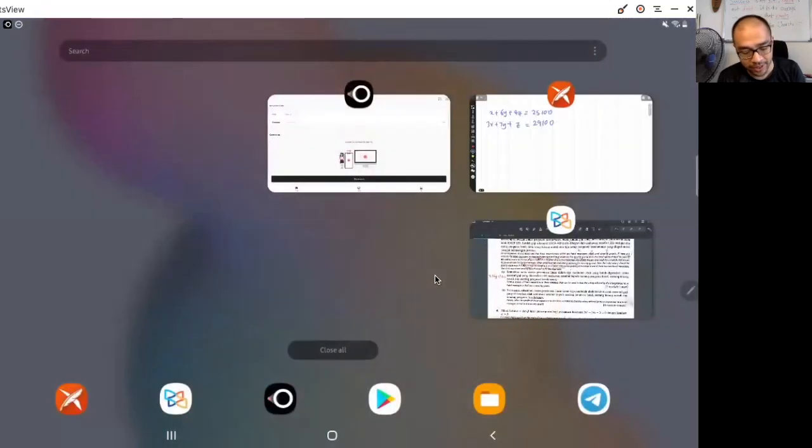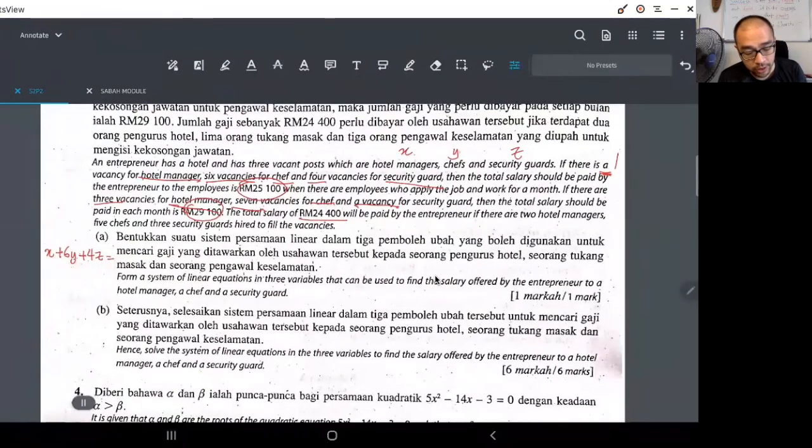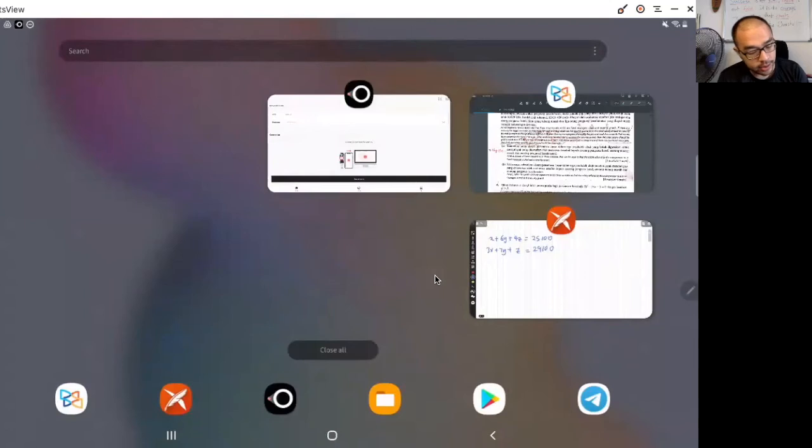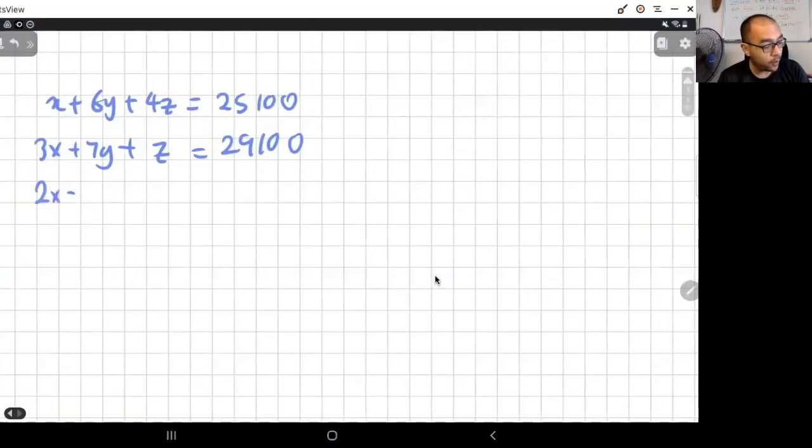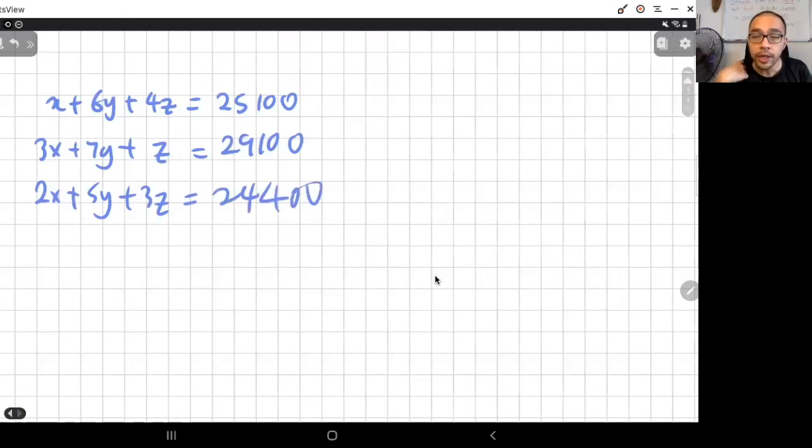Okay, the last one. 24,400 will be 2 hotel managers, 5 chefs, and 3 security guards: 2X plus 5Y plus 3Z equals 24,400. Now among all the simultaneous equations questions, this is usually the easiest, depending on which method you like.